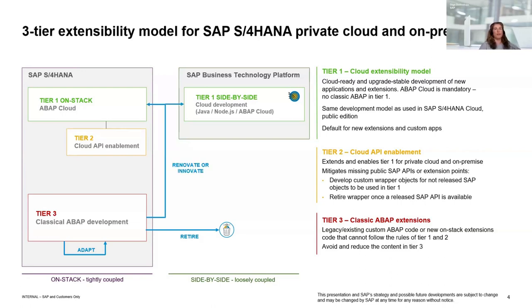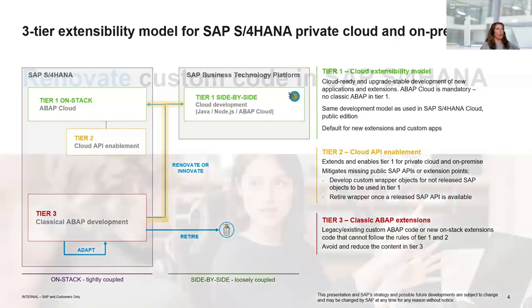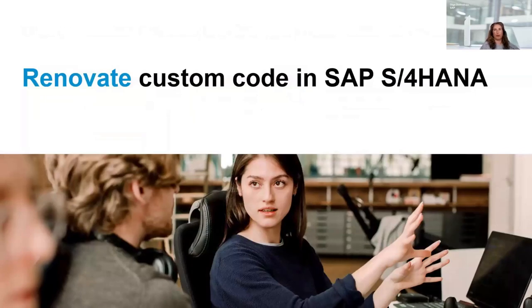And the next step would be to go in the direction of ABAP Cloud, where you can either renovate your existing code and apply ABAP Cloud development principles, or innovate your existing code, meaning apply innovative solutions and capabilities which are available on S/4HANA or as side-by-side services on BTP. And this is actually the focus of today's session. How do you renovate custom code in S/4HANA?